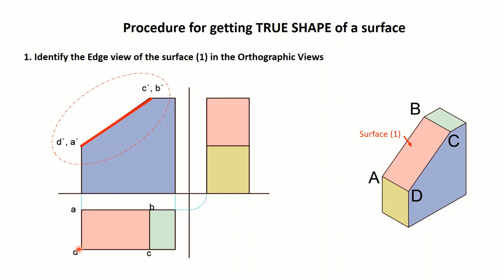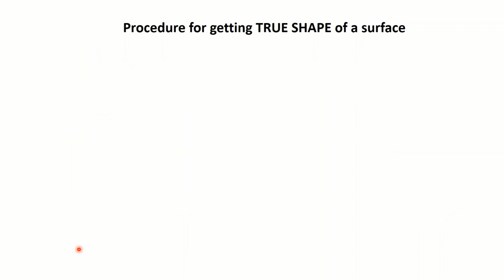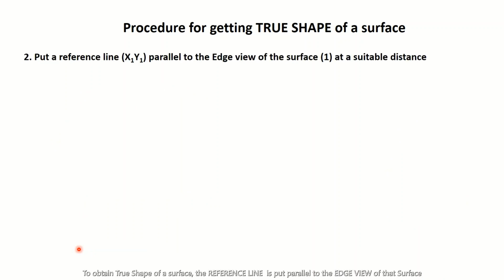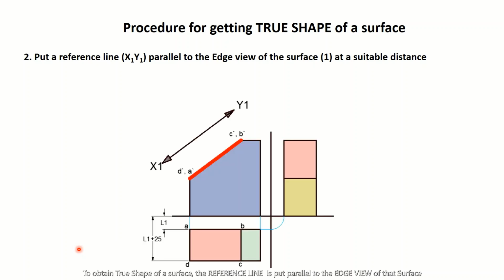Then the next step is that we put a reference line x1 y1 parallel to this edge view. This edge view is the surface 1 which is inclined, and we put this reference line at a suitable distance. This reference line represents an auxiliary plane, and it is parallel to this edge view.